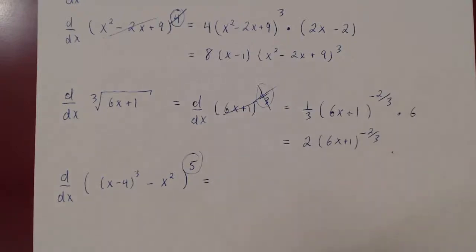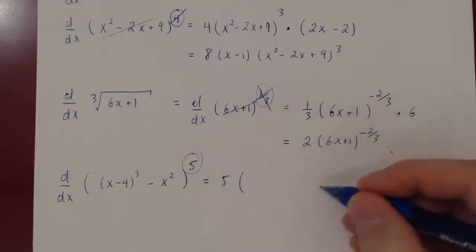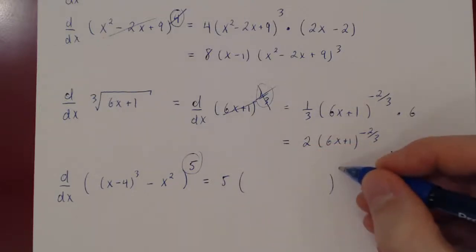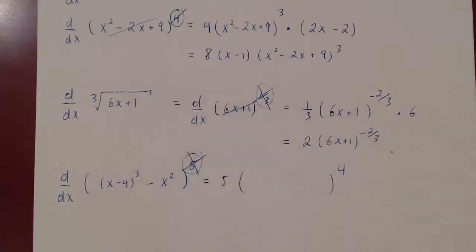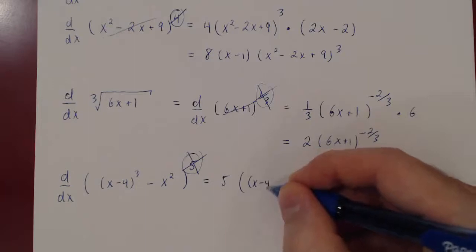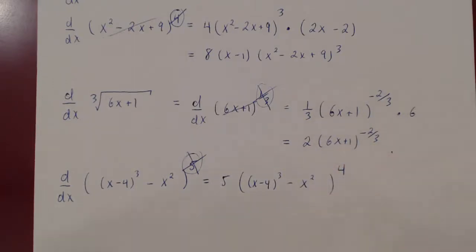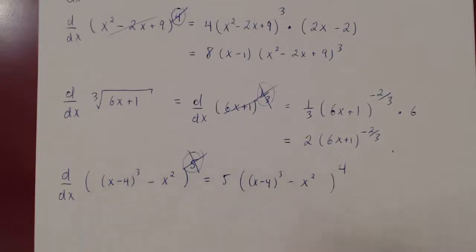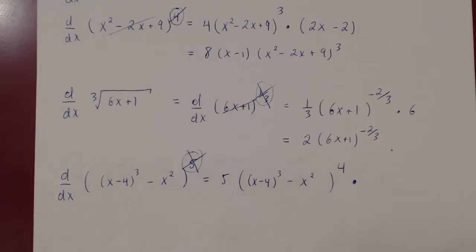The chain rule says differentiate the outside function. Bring the 5 down, subtract 1 from the exponent, and that's the outside function. Add the inside function, x minus 4 cubed minus x squared. So that's the first step. There's still something left over. The chain rule says times the derivative of what's left over.